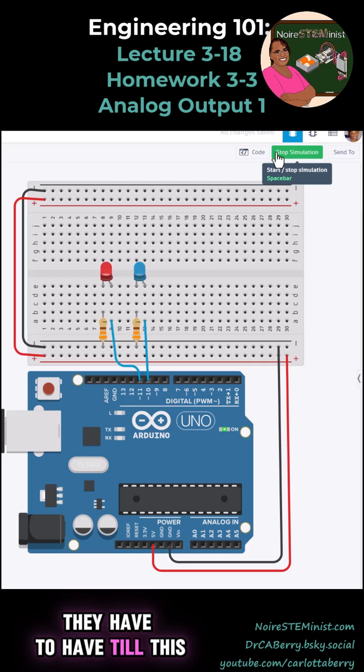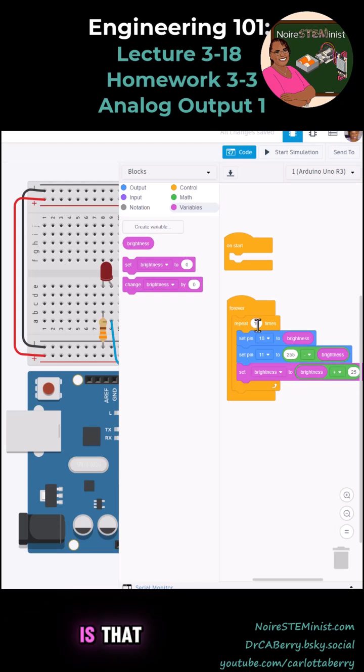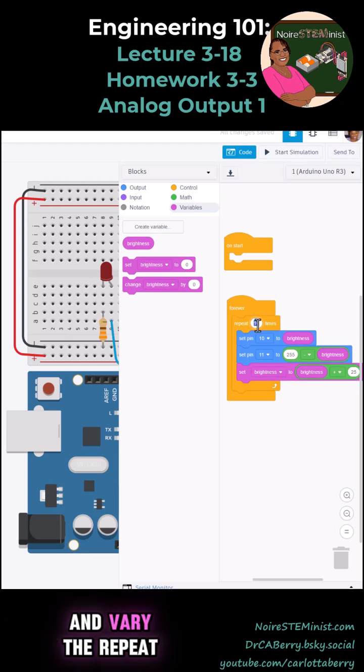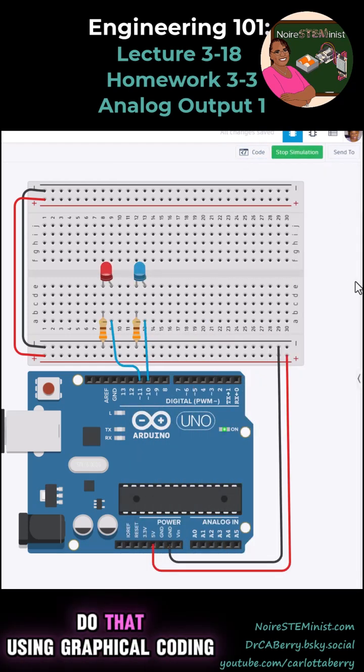They have to have tildes in order to use analog write. You have to put the LEDs on analog write, and what you should see here is that as I vary the brightness and vary the repeat, the way that the lights get dimmer and brighter is different, but I am able to do that using graphical coding.